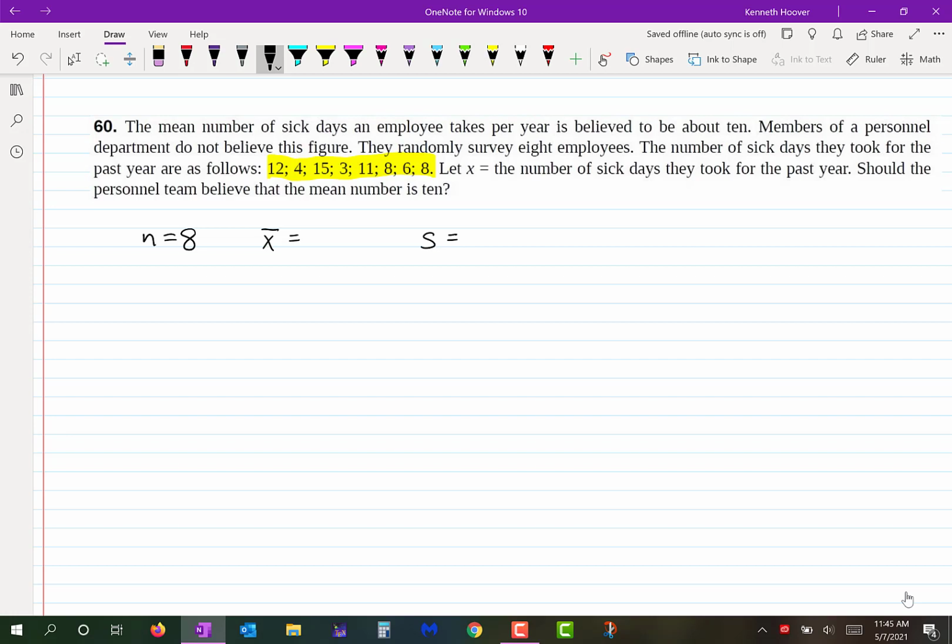This is good review. Okay, so X bar, that's going to be 12 plus 4 plus 15 plus 3 plus 11 plus 8 plus 6 plus 8 divided by 8, and that comes out to be 8.375. Okay, so there's our X bar.